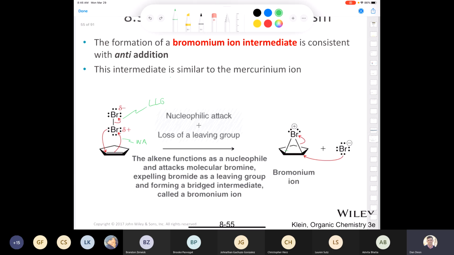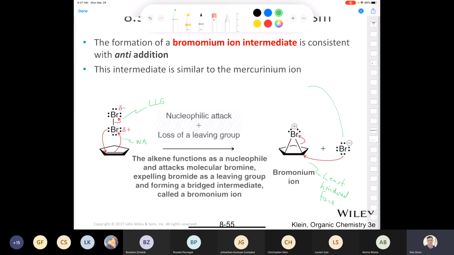Now, the bromonium ion, since it's tricyclic, is going to point up on that one face of the molecule like that. And so the bromide, when it comes in and does another nucleophilic attack to pop open that three-membered ring, that bromonium ion, it's going to attack from the least hindered face of the molecule, right?